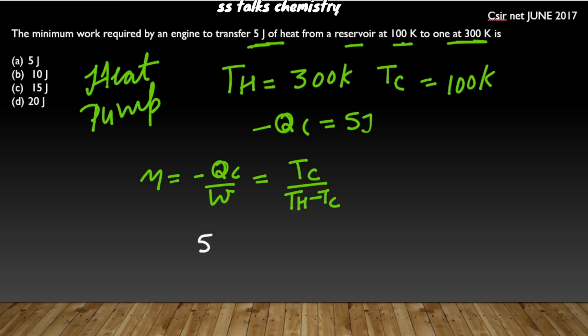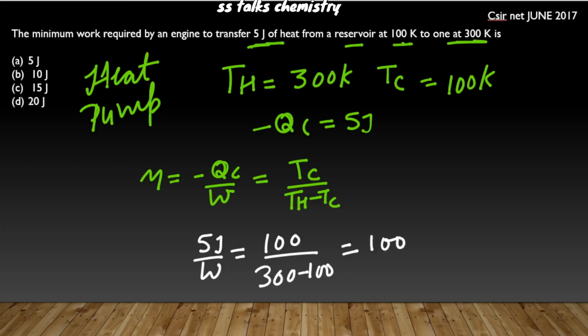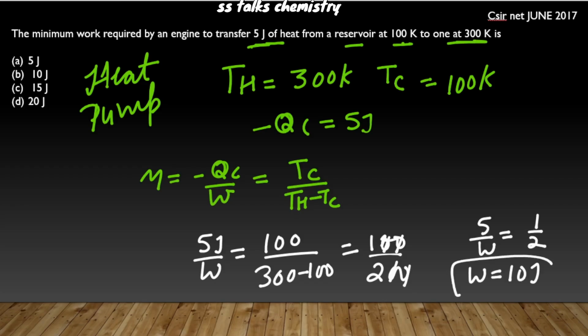Minus QC is 5 joules upon W. This is going to be 100 upon 300 minus 100. That is going to be 100 upon 200, which means efficiency is half only. Right. So from this we can correlate that 5 upon W is 1 by 2. So the work done is 10 joules. So this is going to be the work done. That makes option B the right answer.